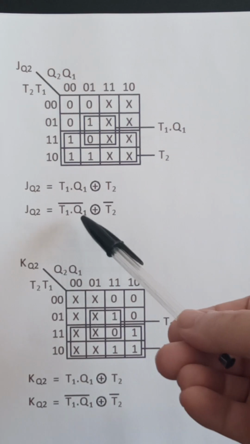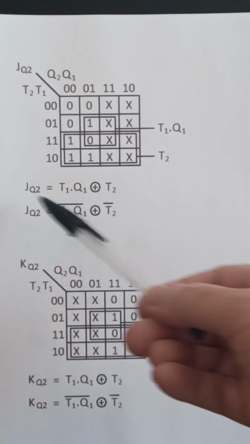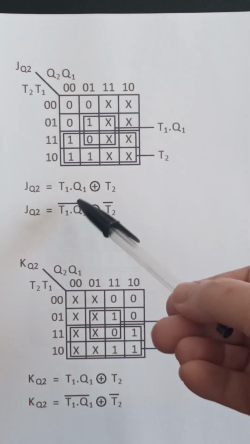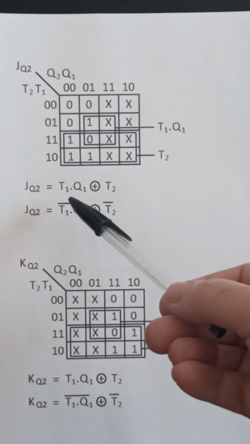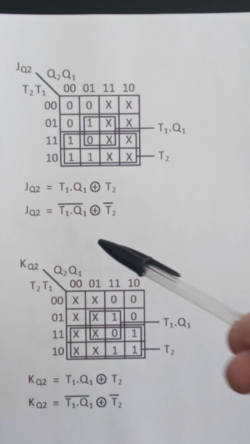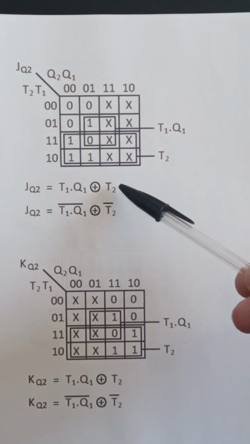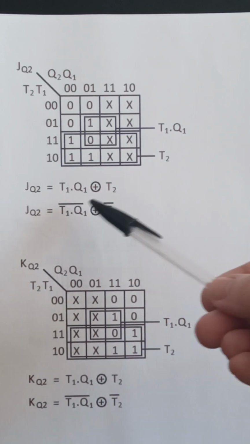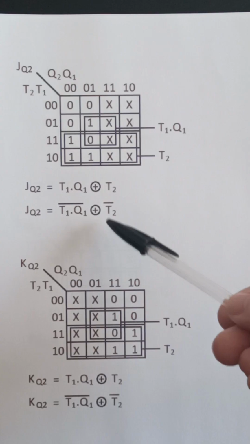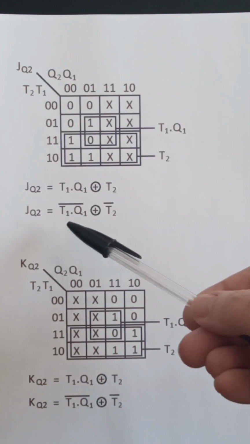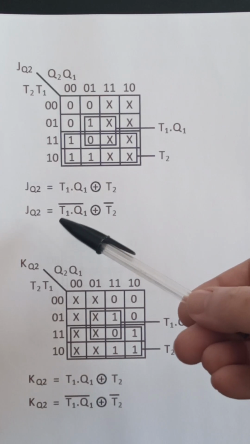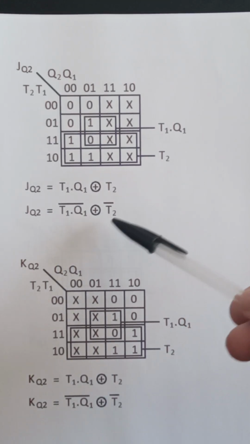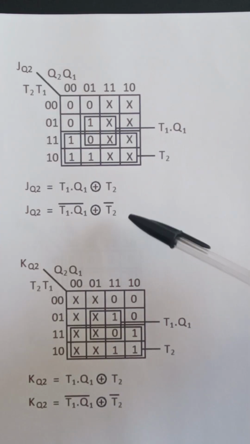So this is the expression for JQ2. If you complement both the inputs of the exclusive OR gate, complementing the inputs an even number of times performs the same function as an uncomplemented exclusive OR gate. So I can do that just so I can use 3 hex inverters instead of 4. That's just a trick I pulled to save gates.